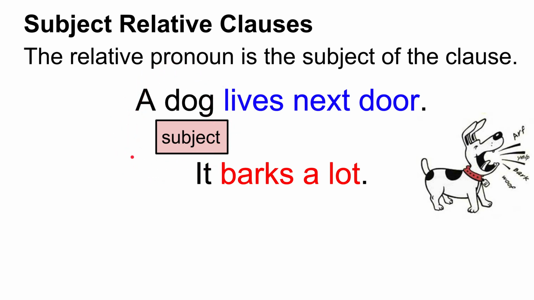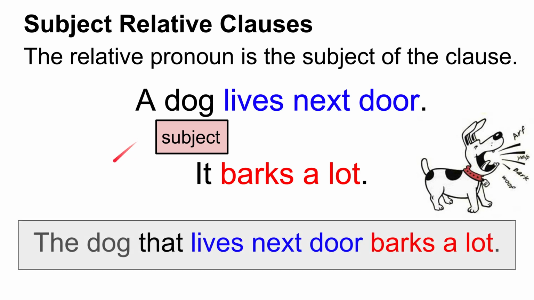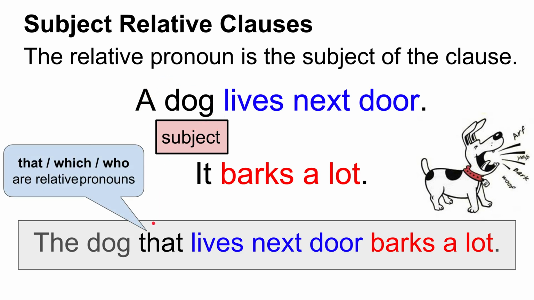Okay, so we're going to combine both of these sentences together using a relative clause. The dog that lives next door barks a lot. So, okay, what dog? That lives next door. Okay, and here, that is referring to the dog. Okay, and that is a subject relative pronoun. Okay, it's the subject of this relative clause right here. That lives next door. Here, remember that for subject relative pronouns, we can use that, which, and who.